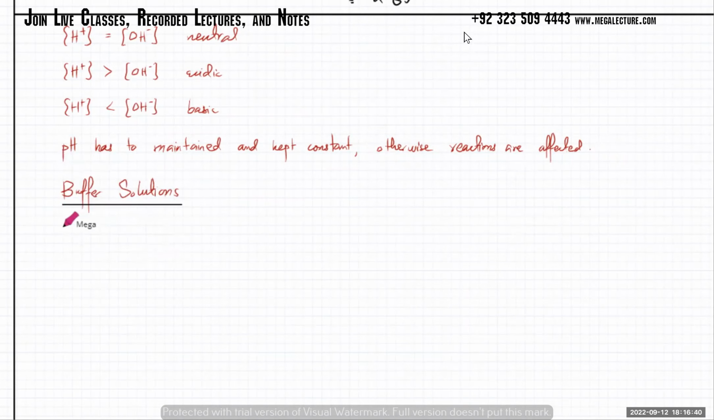Here is a better definition of a buffer solution. They're going to ask you about the definition. It's a solution that resists a change in pH when small amounts of acid or alkali are added.